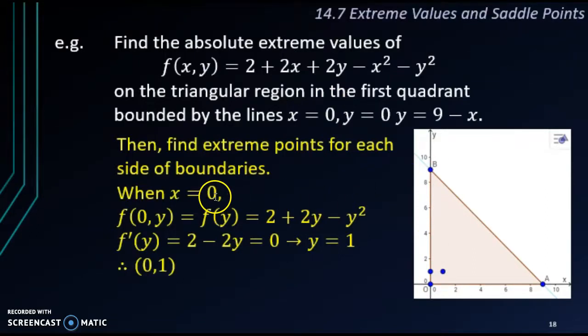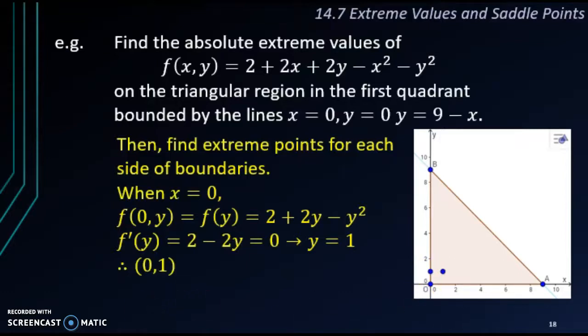At this line, we'll substitute x equals 0 into this function, into the x, then we will have 2 plus 2y minus y squared. And then after we simplify the function, we look for the derivative of this function, that is 2 minus 2y, and we equalize it to 0. And this will lead us to y equals 1. So we have one critical point at 0, 1, which is over here.